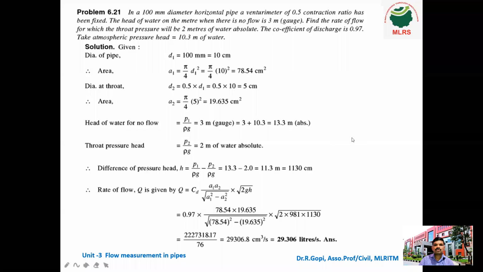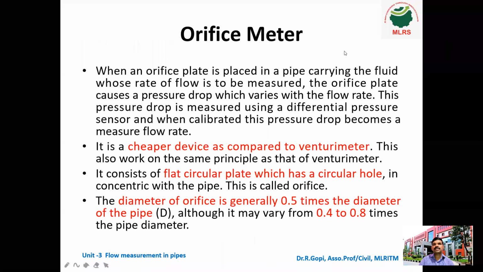Next we will move to the Orifice meter. Orifice meter and Venturi meter are nearly the same, even the formula is the same. The only difference is that a Venturi meter has an inlet, a convergent throat, and a divergent part. There are three parts. But in the case of an Orifice meter, there is only one part, that is the orifice plate.